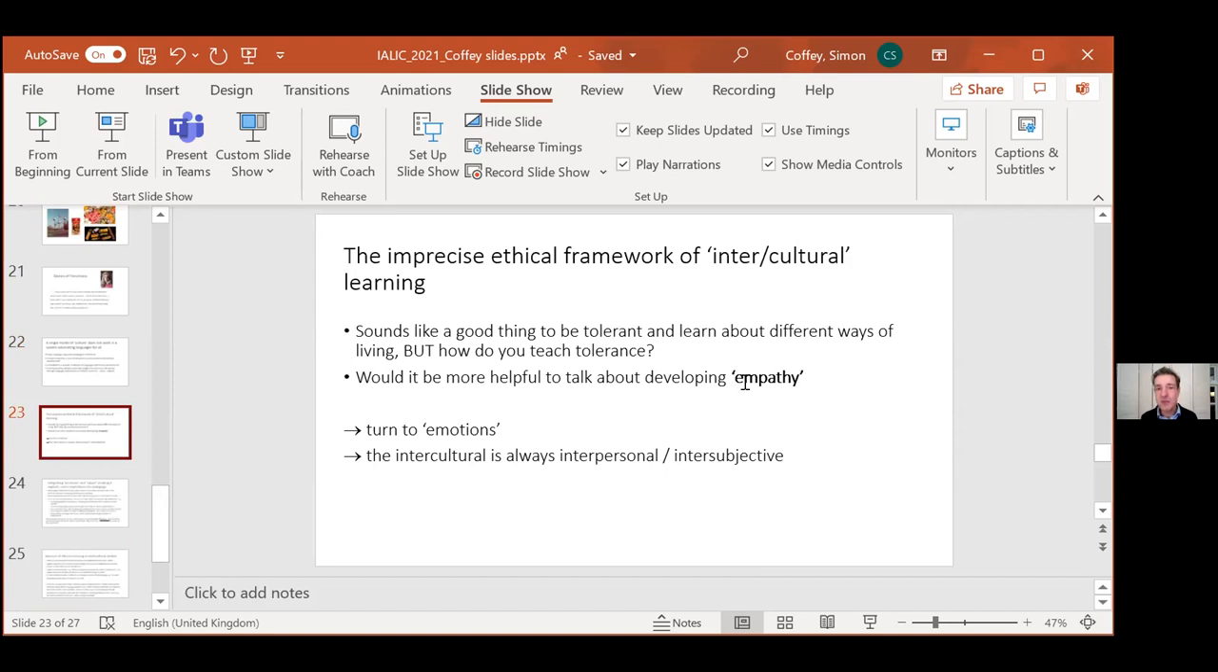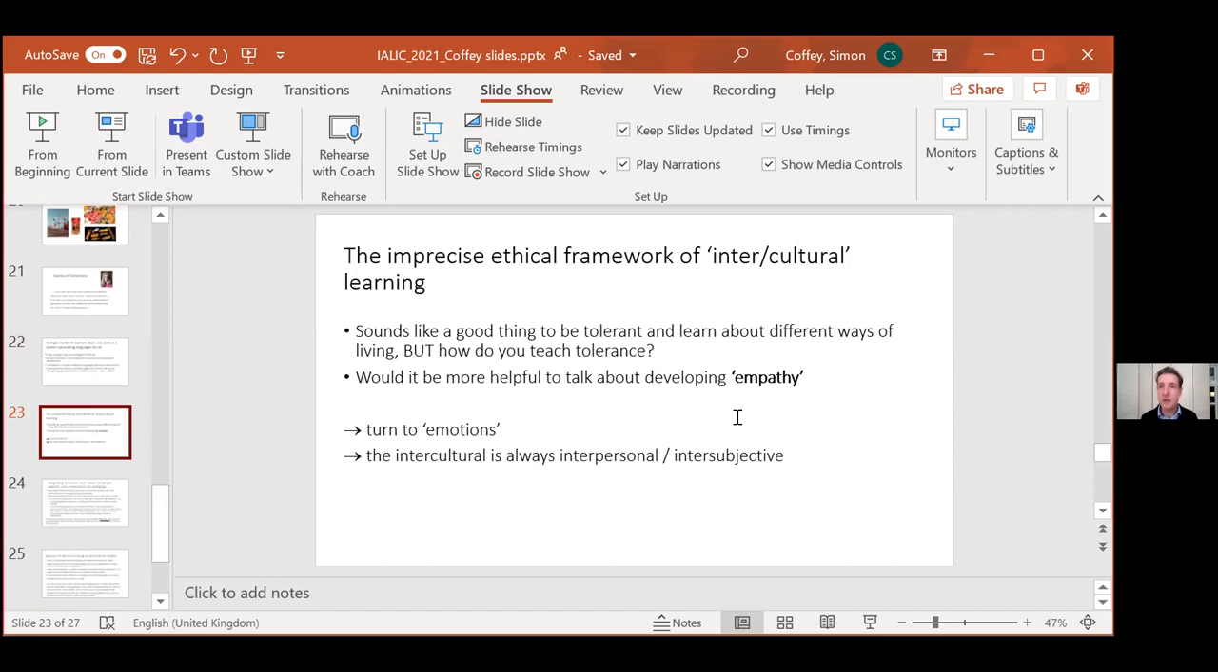As I mentioned briefly then, I think it would be more helpful to start talking more about developing empathy rather than this international outlook. International outlook doesn't sit well with me personally, because what does it mean? It means that you could be part of a sort of nice transnational mobile elite or something like that.